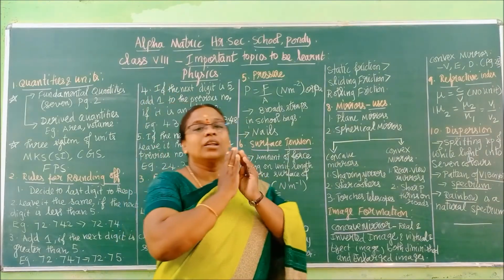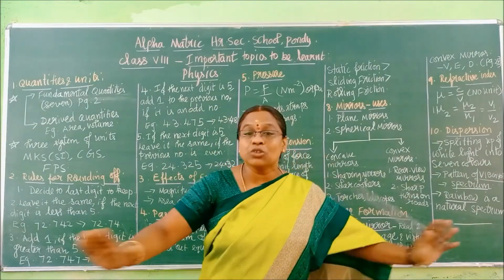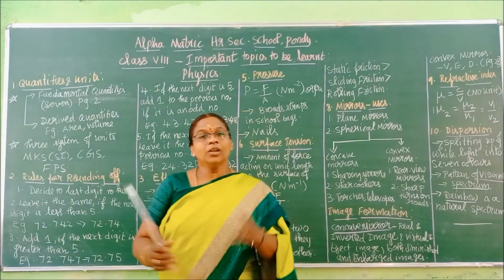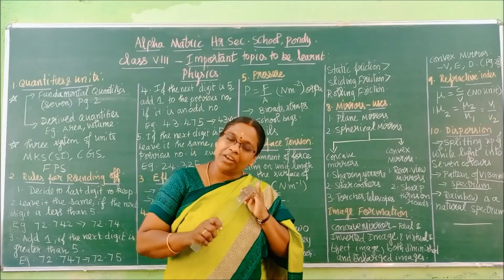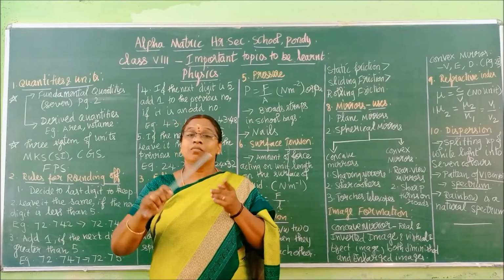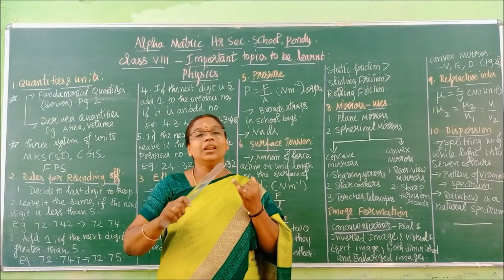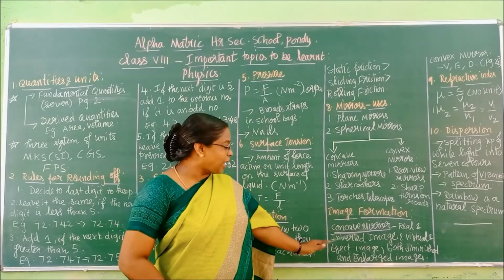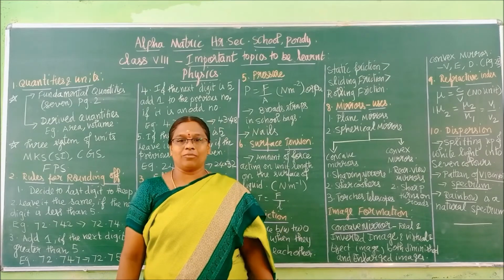So concave mirrors give all types of images. Right? So it gives a very, very diminished image, same size image, enlarged image, virtual, erect, real, inverted. So all types of images will be given by concave mirror.